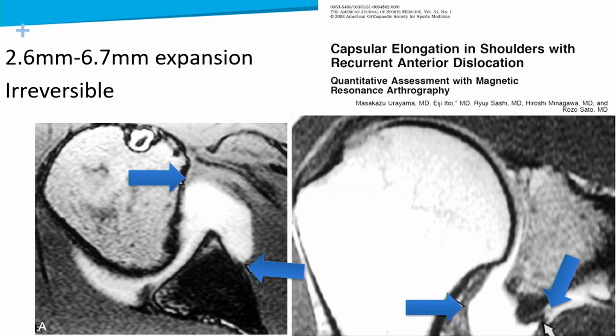Probably it is in Baker group 1 or 2, but if you have a concomitant injury, like I'm going to show you, like ALPSA or a deep Hill-Sachs, they don't have any response to physiotherapy. This might be the reason.